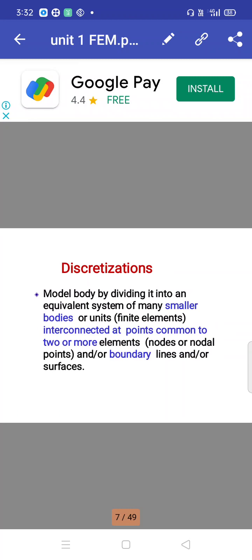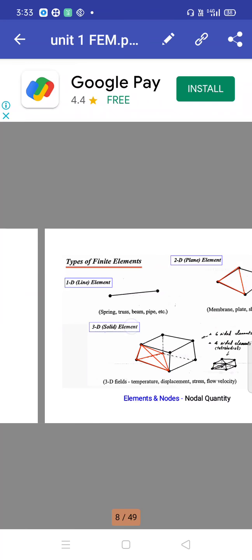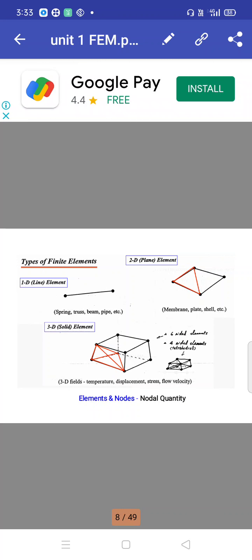So first, discretization. Model the body by dividing it into an equivalent system of many smaller bodies or units, that is finite elements, interconnected at points common to two or more elements. Nodes are nodal points, and there are boundary lines and surfaces. So, types of finite elements.